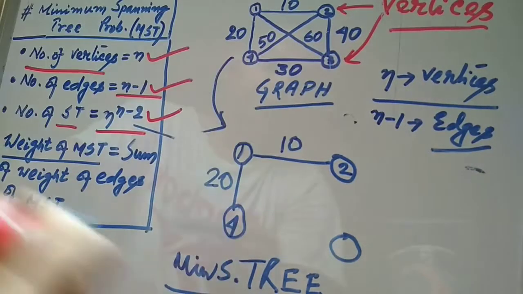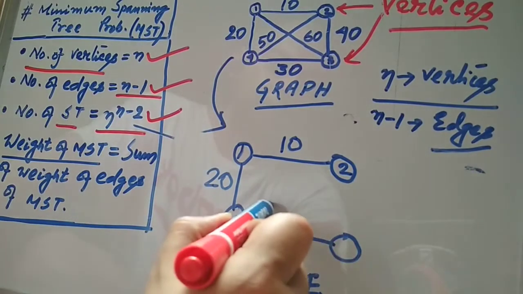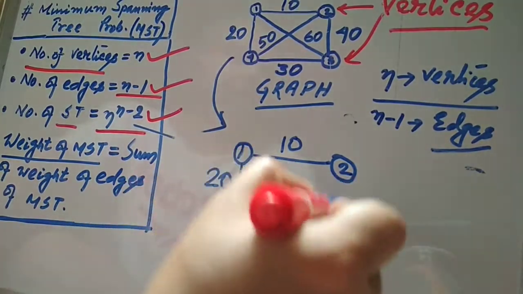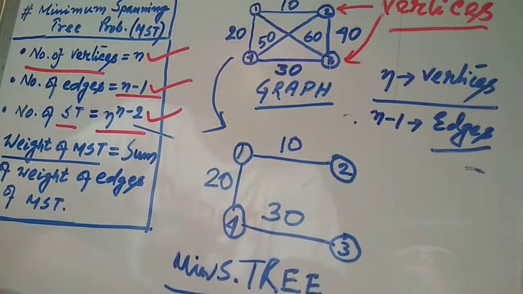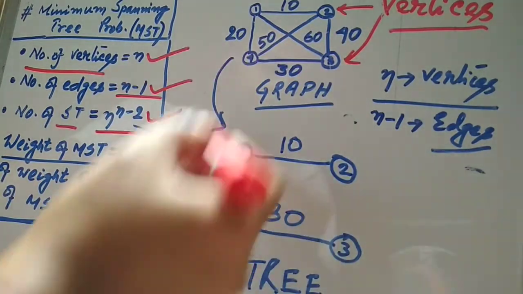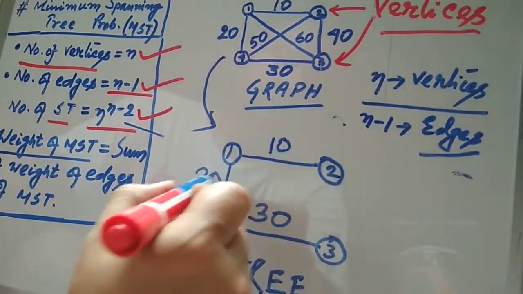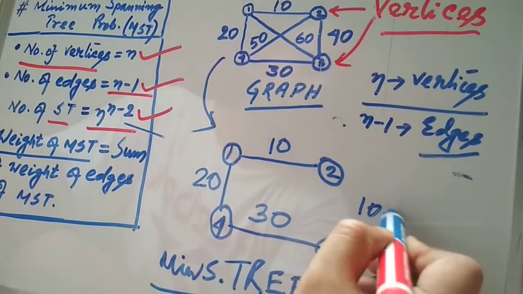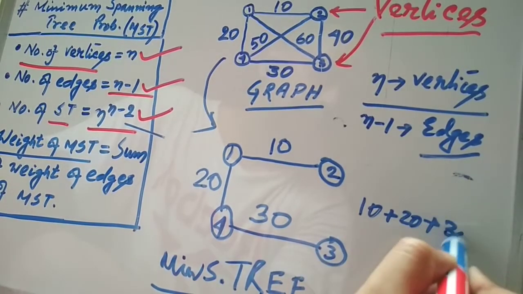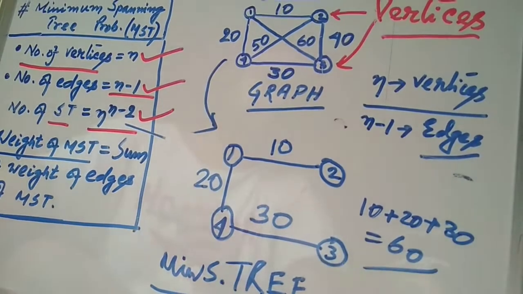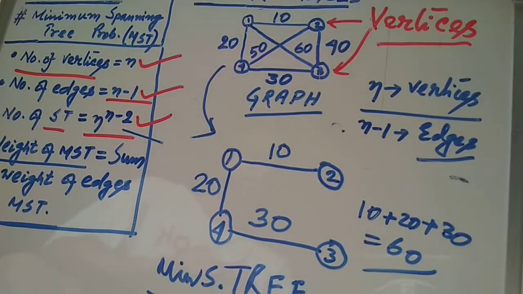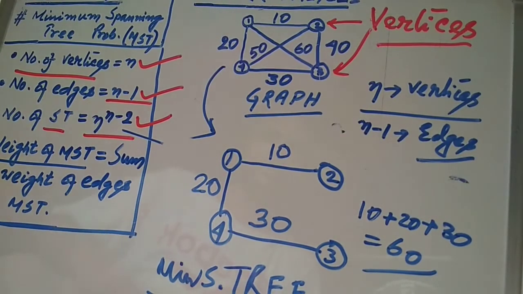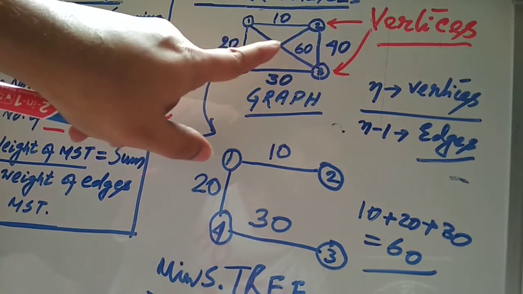Okay. Now the next one is 30. So this will be the 30. Now this is 3. We cannot connect this one because it will make a graph, not a tree. Now for this particular network, the minimum spanning tree weight will be 10 plus 20 plus 30, which will be 60. So this is the basic way of constructing a spanning tree out of a given network.